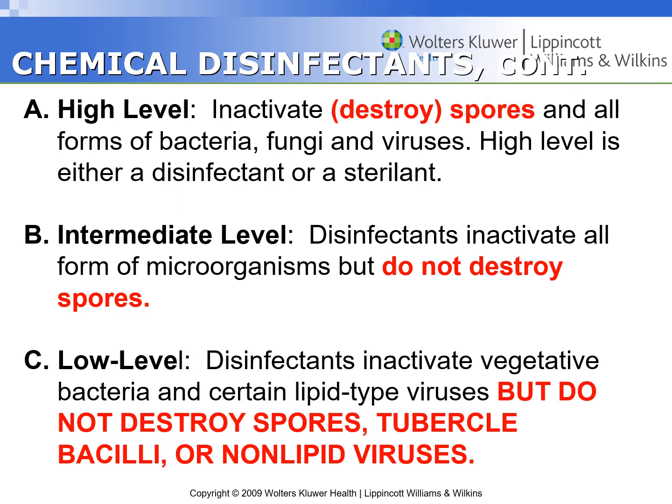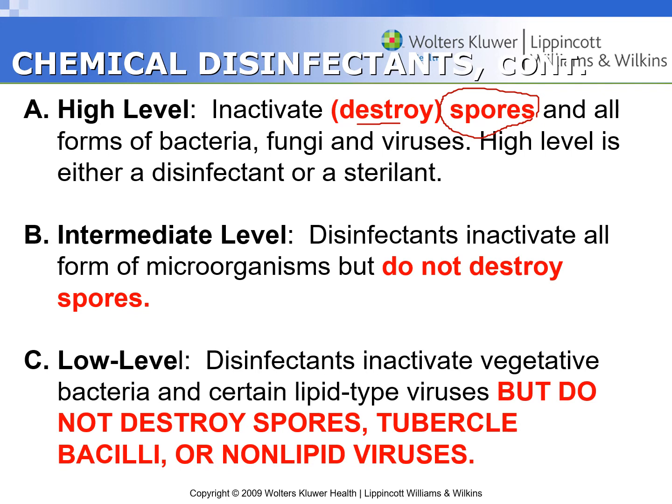At the high level, you're going to inactivate, which means to destroy, spores. And this is the key thing that they go by, because the ones below do not destroy spores. They'll destroy a lot of other things, but not spores. So we have a high level that will destroy spores and all forms of bacteria, fungi, and viruses. A high level is either a disinfectant or a sterilant. You don't have to know much more about that.